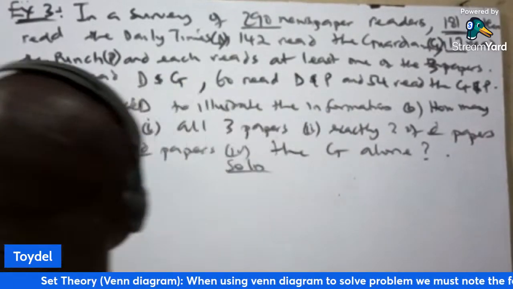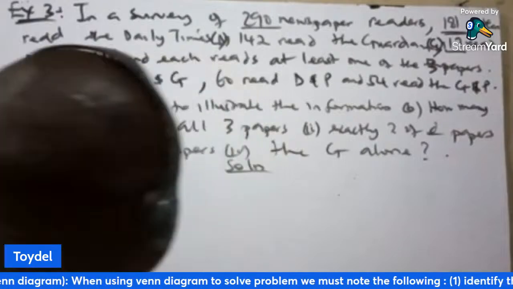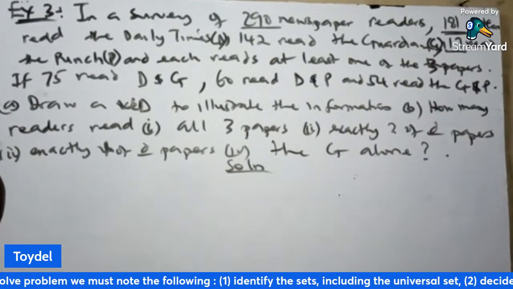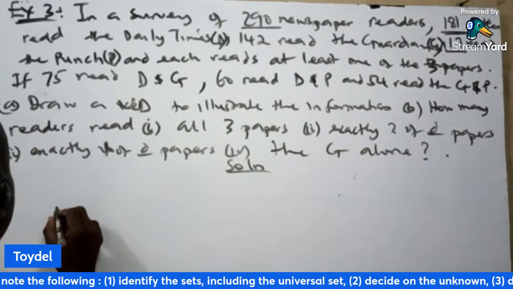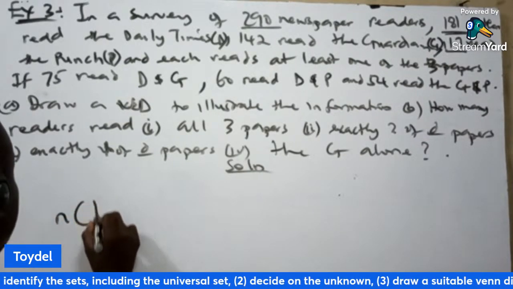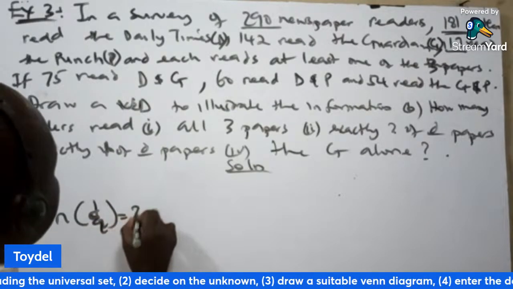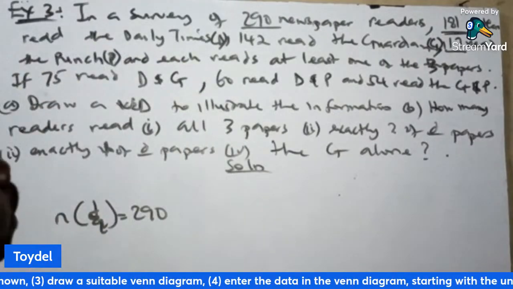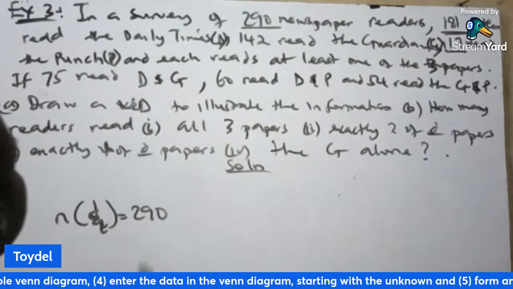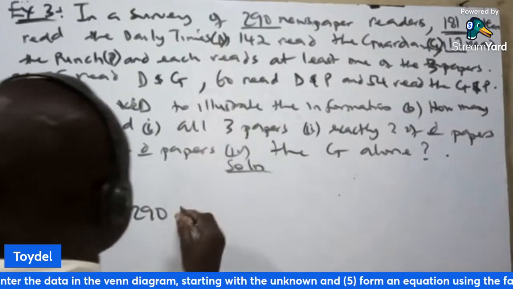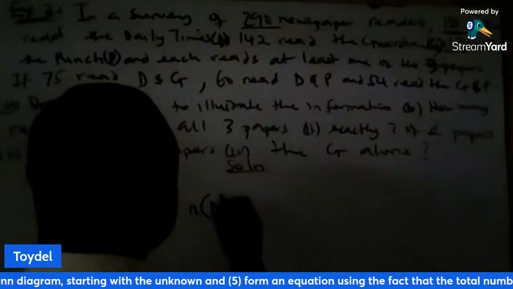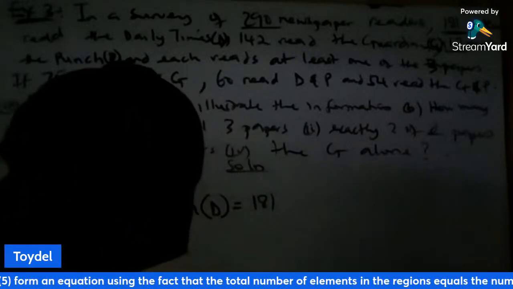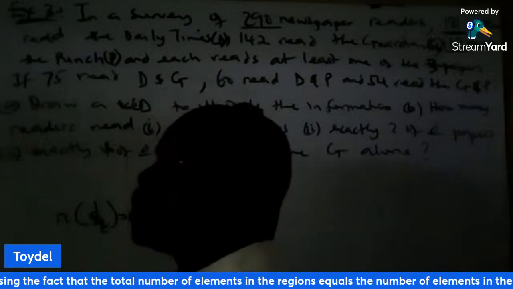So in this question now, I want us to draw the Venn diagram. Let's first interpret the question, then we'll be able to draw the Venn diagram. What are we given? We are given the number of the universal set as 290. That is the total number of readers. Then out of the 290, 181 of them read Daily Times. We have denoted Daily Times as D. So the cardinality of the number that read Daily Times is equal to 181.